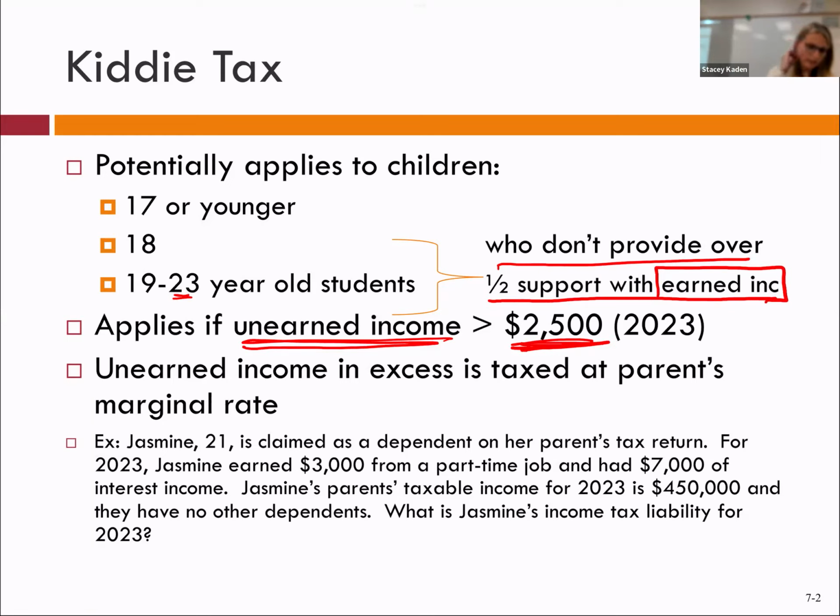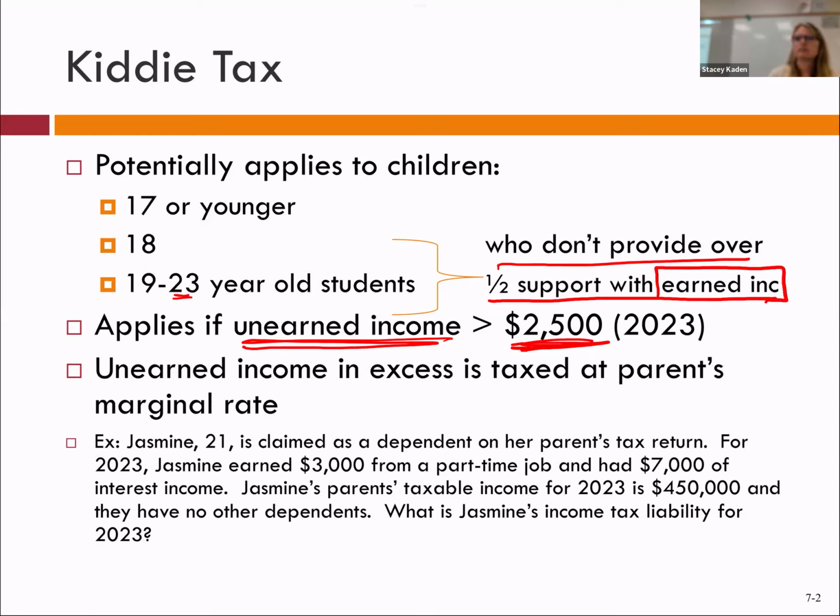Jasmine is 21, claimed as a dependent on her parents' return. For 2023, Jasmine earned $3,000 from a part-time job. So that would be earned or unearned? Earned. And had $7,000 of interest income. Unearned. Jasmine's parents' taxable income for 2023 is $450,000, and they have no other dependents. What is Jasmine's income tax liability for 2023?